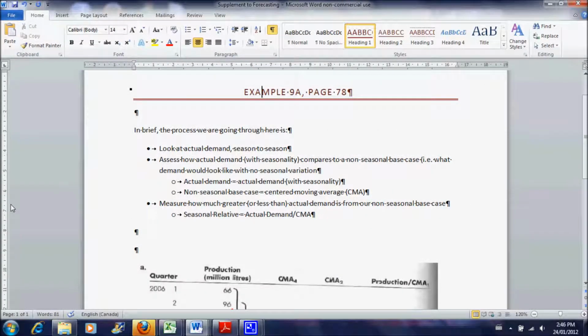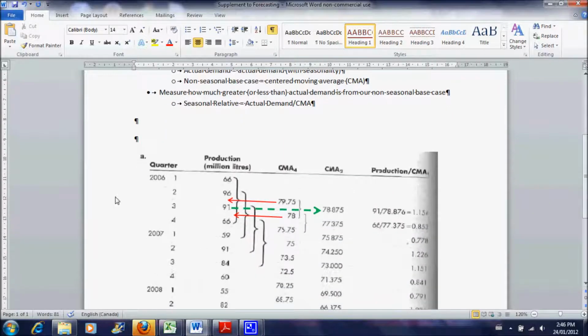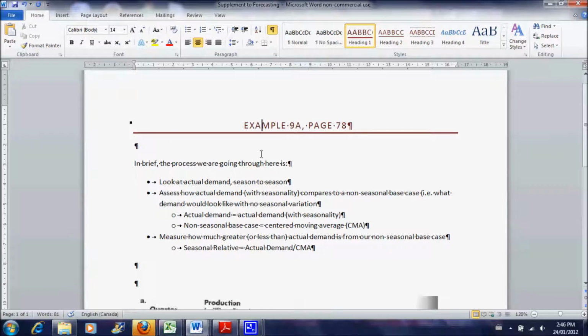Alright, there might be a little bit of confusion about how to do seasonality when you're calculating forecasts. So I wanted to talk a little bit about that. The table below is example 9a on page 78 of the textbook.